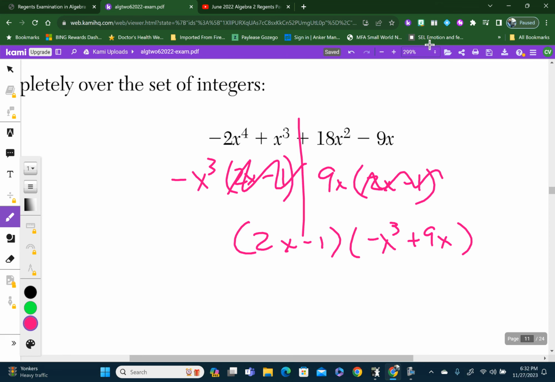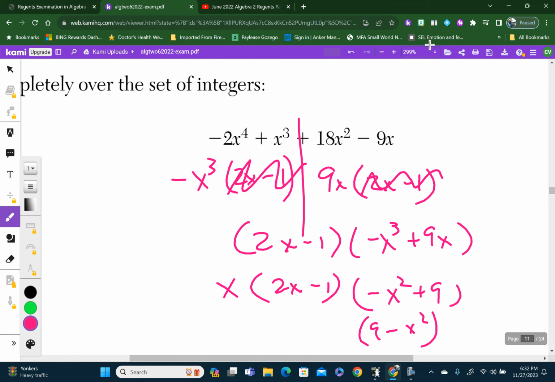And then here I can see that x comes out of both. So I can take that x out and factor it. So if I take an x out here, I have negative x squared plus 9. And over here I have 2x minus 1. So this is factored as much as possible, so is this. But this one can be rewritten as 9 minus x squared. And I can break that down further.